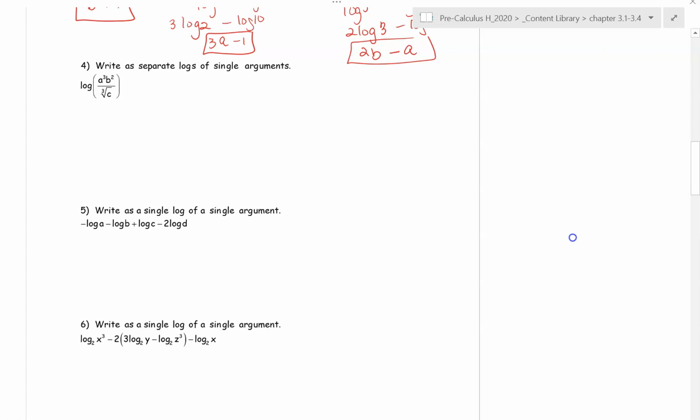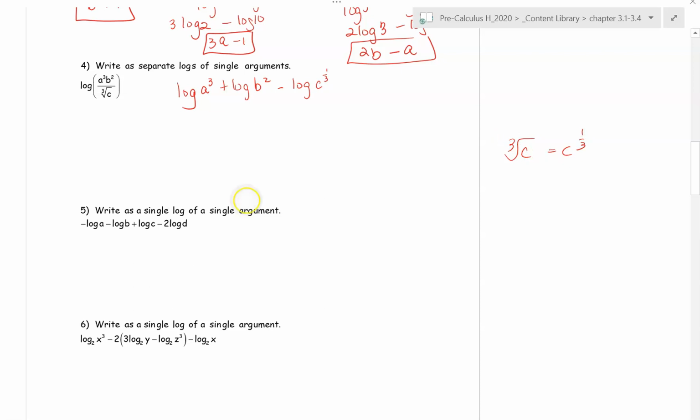So for the first one, what I want you to think about is, when you're multiplying the argument inside the parentheses there, you're really adding. So we have log a to the third plus log b squared. And when you're dividing, you are really subtracting. So that's log of c to the 1/3 power. Because again, the cubed root of c is c to the 1/3.